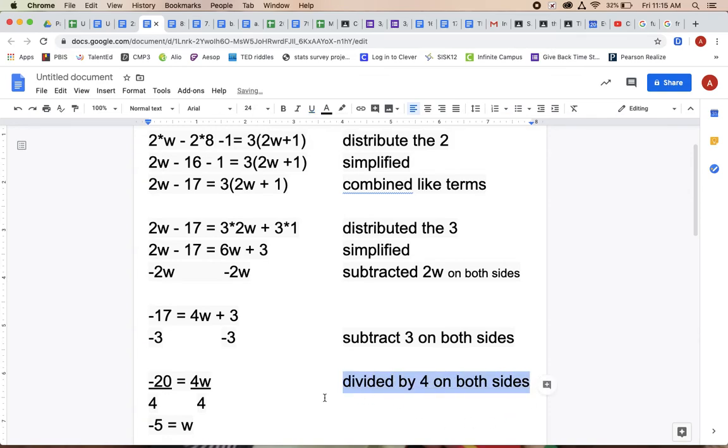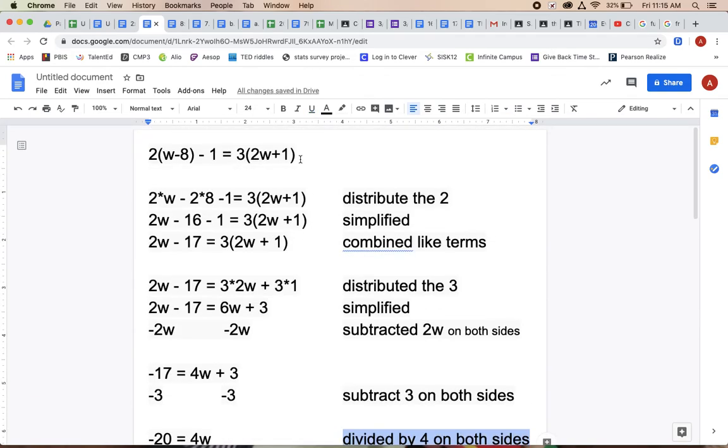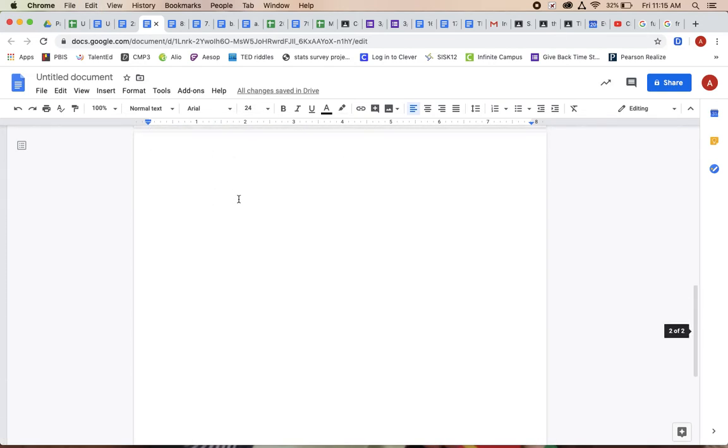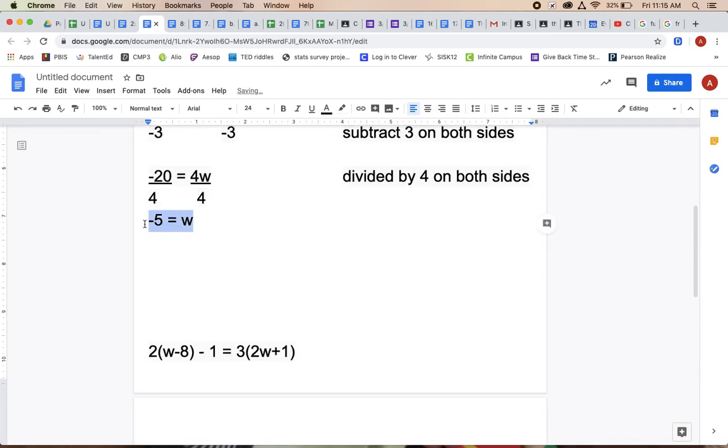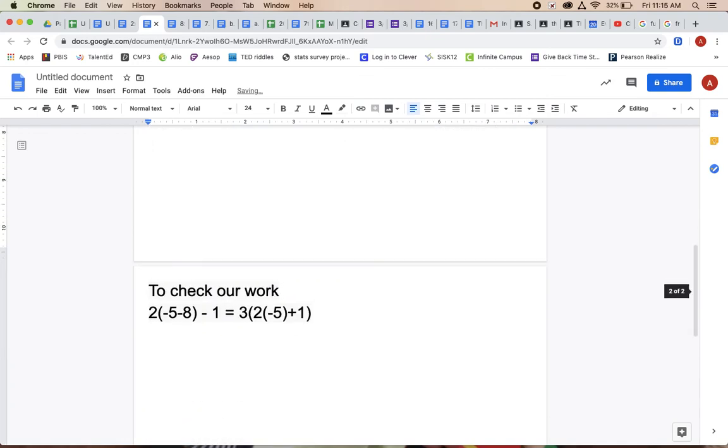So I tell myself that I divided by 4 on both sides. All right. Well, now we need to check. So we always go back to the original equation. We want to make sure that our answer of negative 5 is correct. So to check our work, I take the answer of negative 5 and I just replace it everywhere I see a W. Since this is negative, you may want to put it in parentheses because this needs to be 2 times negative 5.